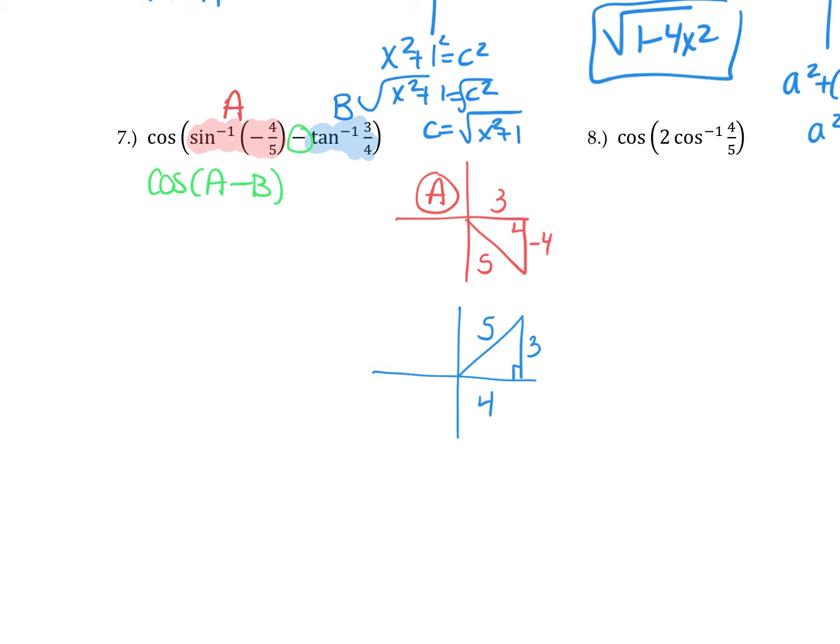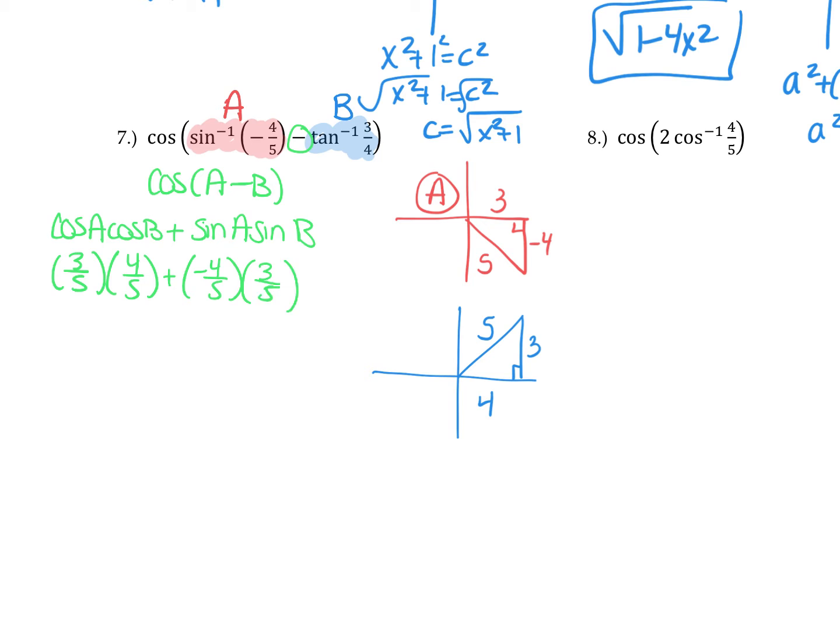So I'm going to use my difference formula. So cosine A, cosine B plus sine A, sine B. So cosine of A is 3/5, cosine of B is 4/5, sine of A is negative 4/5, sine of B is 3/5. So I'm going to have 12 over 25 plus negative 12 over 25, which is going to give me 0.